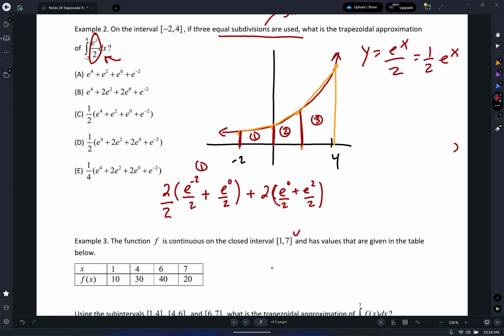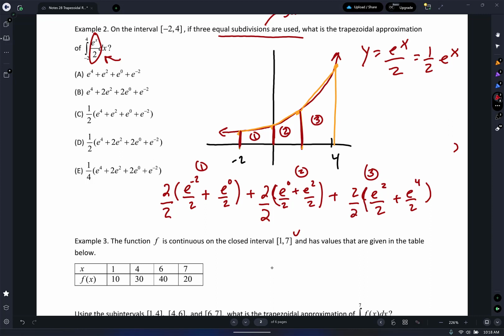And I have to divide this by 2. Base 1 plus base 2 times height divided by 2. Plus, here's my third trapezoid. Here's trapezoid 2. Third trapezoid. 2 times base 1, e to the 2 over 2 plus e to the what power? 4 over 2. And all this divided by 2.